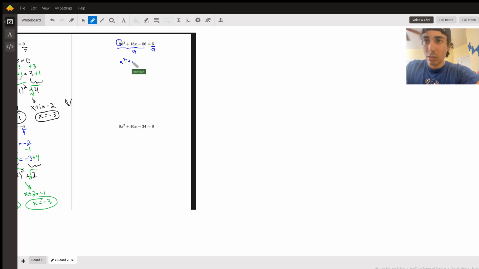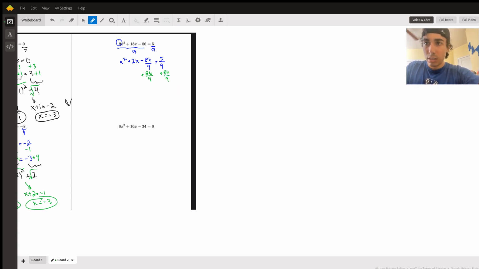18x divided by 9 is 2x. Negative 86 divided by 9 is not a whole number, so I'll just leave it as an improper fraction, and then equals 5 over 9. All right, and then from here, let's see what we can do. We're going to add that number to both sides, right? We always want to get our numbers all on the right side. So I'm going to add 86 over 9 to both sides.